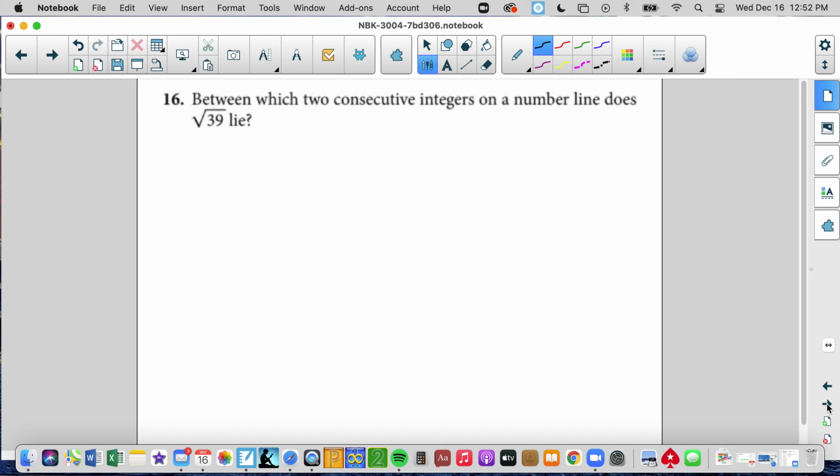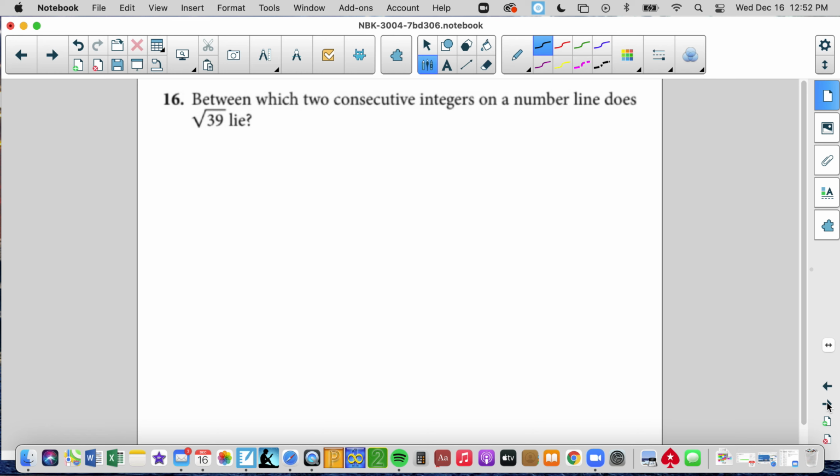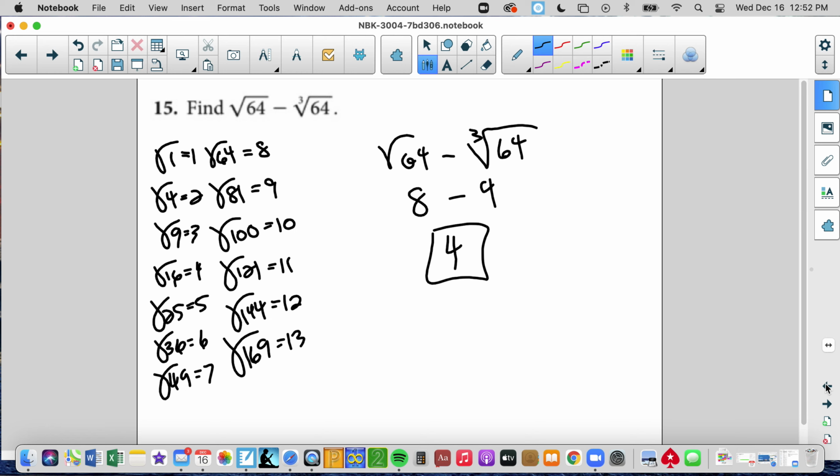Between which two consecutive integers on a number line does the square root of 39 lie? Isn't that appropriate? Look at that. So we have these perfect squares, and it wants to know, where does the square root of 39 lie? Well, 39 is between the square root of 36 and 49.